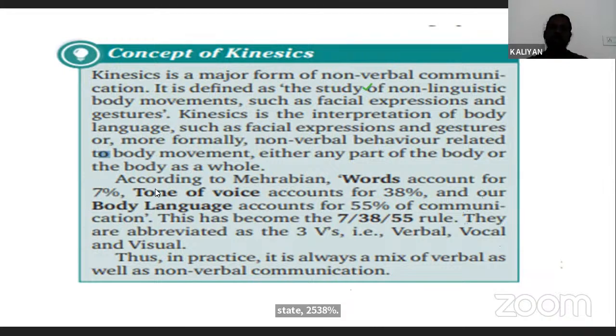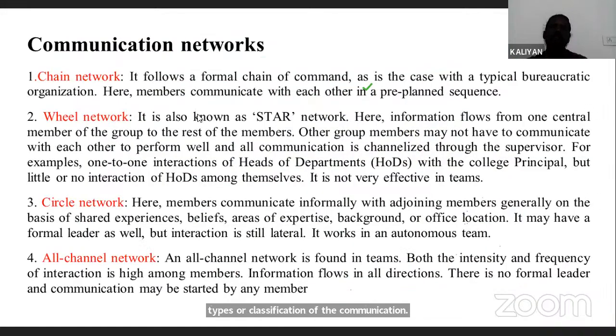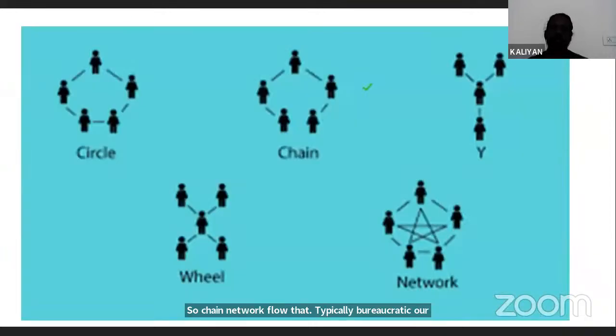So these are the types or classification of communication. Next is the communication network. How do we build the network for communication? There are four networks: the chain, wheel, circle network, and all-channel network. The chain network is typically in a bureaucratic organization. See, the second picture is the chain network.